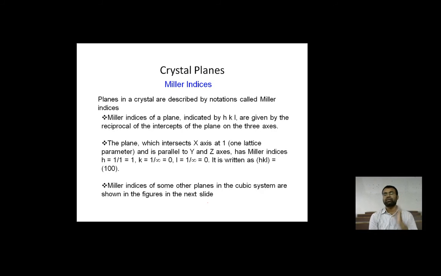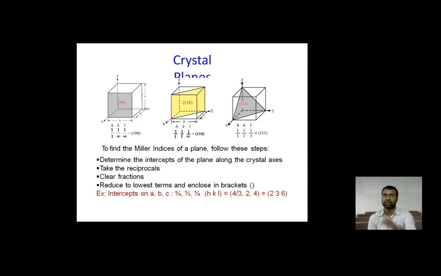The Miller indices of some other planes in the cubic system are shown in the figure on the next slide. To find the Miller indices of a plane, follow these steps. As you can see, the parameters and axes are provided, and the indices given by the first figure are (1 0 0). This means the plane lies along only one axis, the x-axis. So h is 1/1, k is 1/infinity and l is 1/infinity. That is how these are arranged.